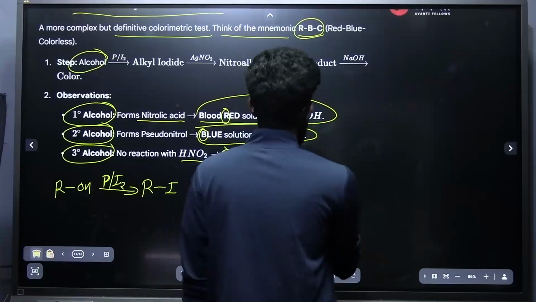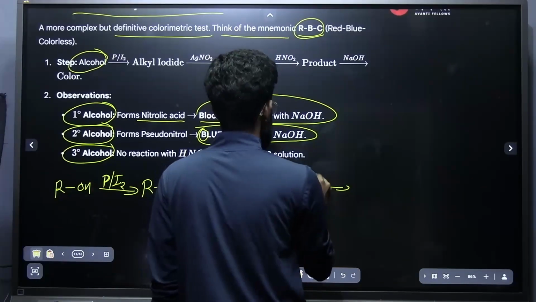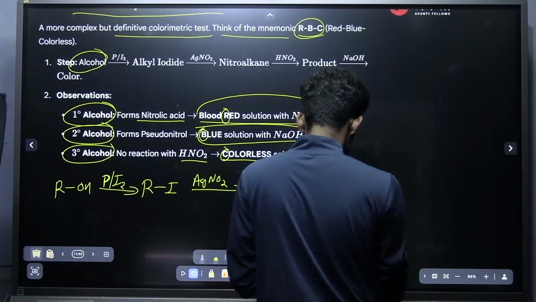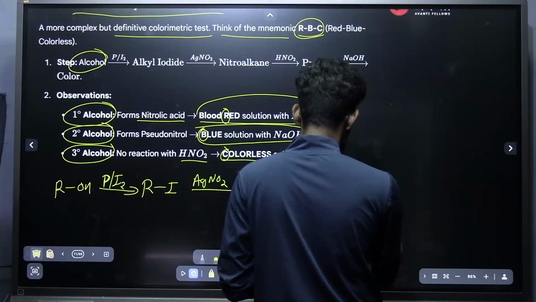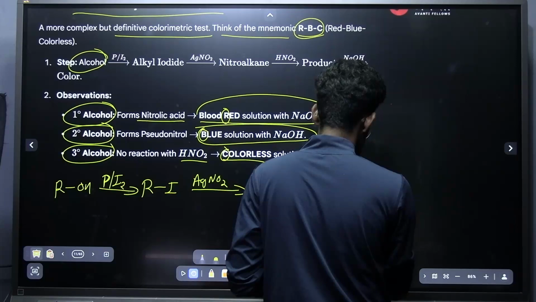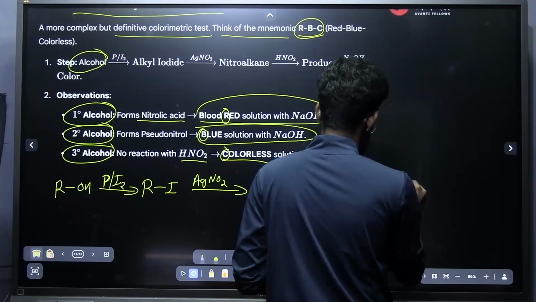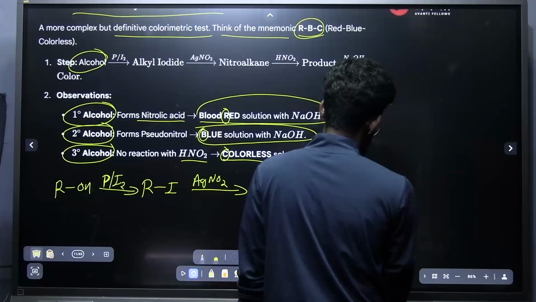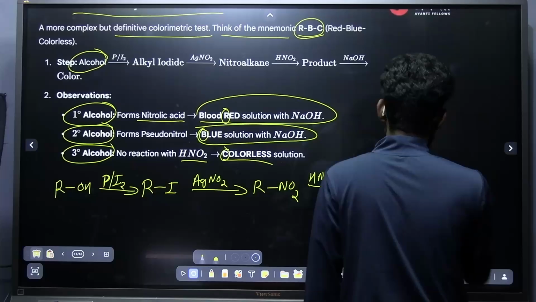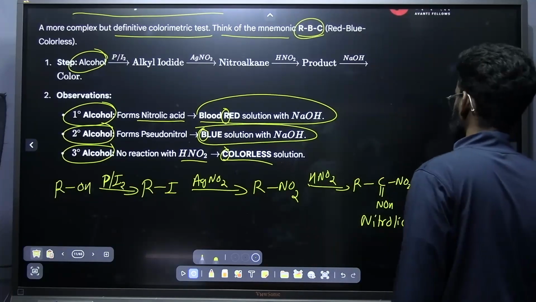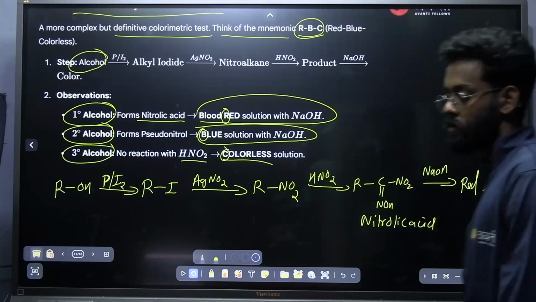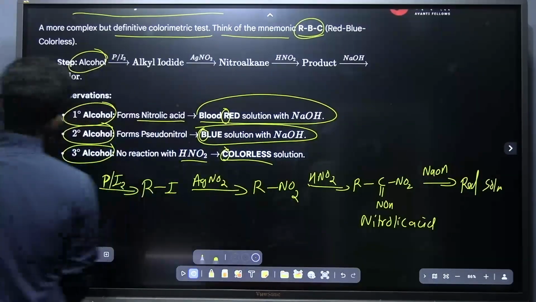I will get nitroalkane, RNO2. And which one on treating with HNO2, what will I get? I will get nitrolic acid, RC double bond NOH, NO2. This is nitrolic acid. This one on treating with NaOH, what will I get? I will get a red solution. This is the first method of detection of primary alcohol.